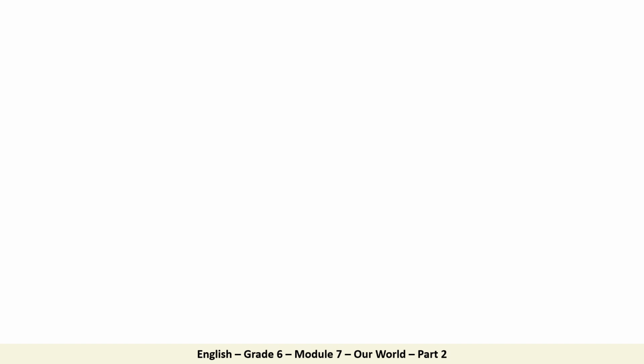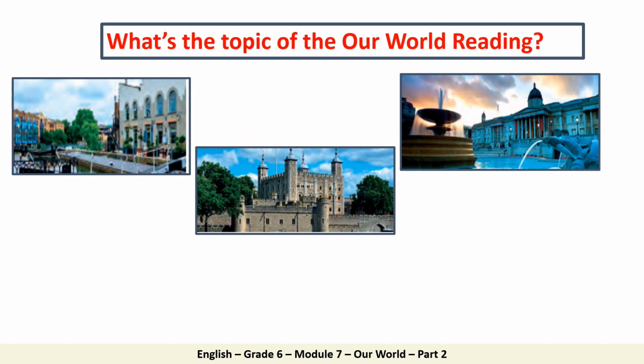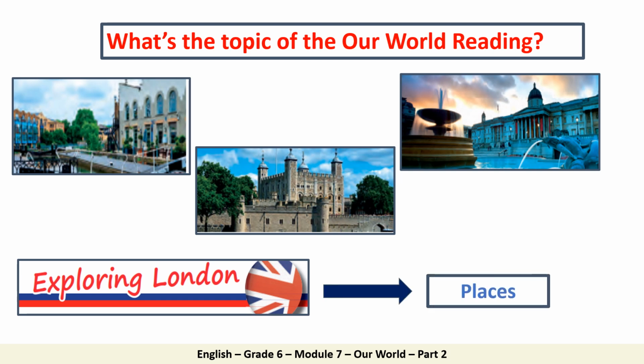All right, let's start our lesson by answering this question. What is the topic of our world reading in yesterday's lesson? In case you don't remember, here are some pictures of yesterday's lesson. Can you remember? Yes, that's right. It was about exploring London. And from the pictures that we see here, we know that we are talking about places. I want you guys to put that in mind as you go through our lesson because this is really connected to it. All right?